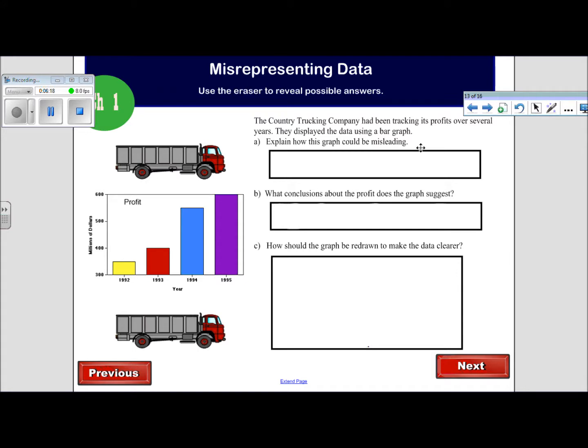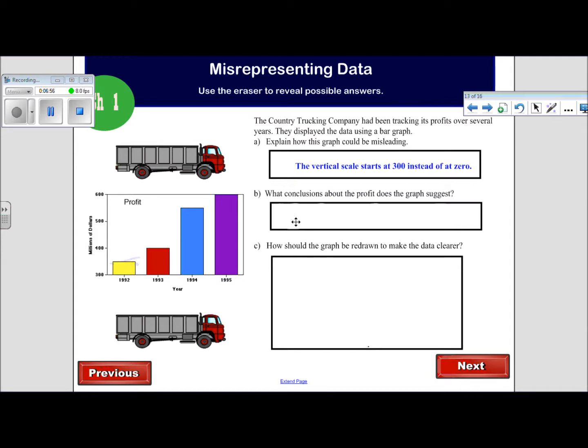The trucking company has been tracking its profit over several years. They displayed the data using a bar graph. Explain how this bar graph could be misleading. First of all, we can see that it starts at 300 and goes to 600. So it looks like from 92 to 95 they've gone up an extreme amount. That's a very, very sharp gain. But again, it's only from 300 to 600, which means it's doubled. This does not look like it has doubled. Not at all. So it starts at 300 instead of 0.